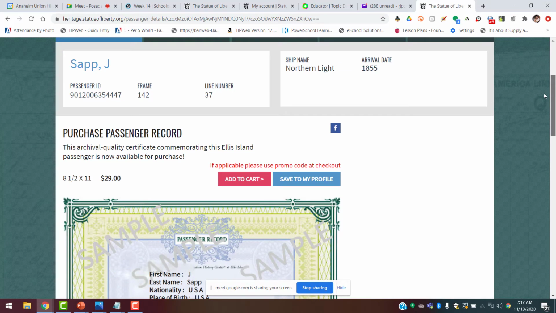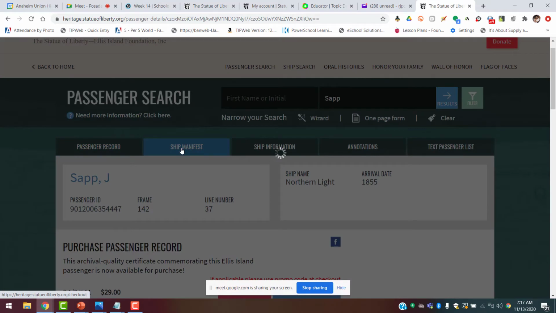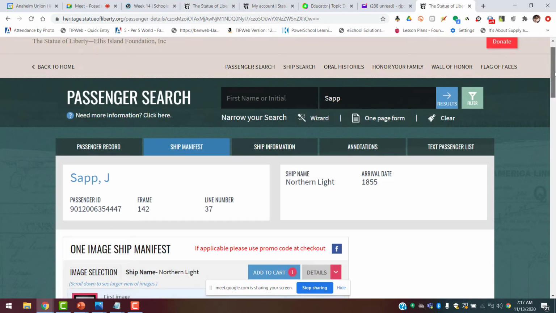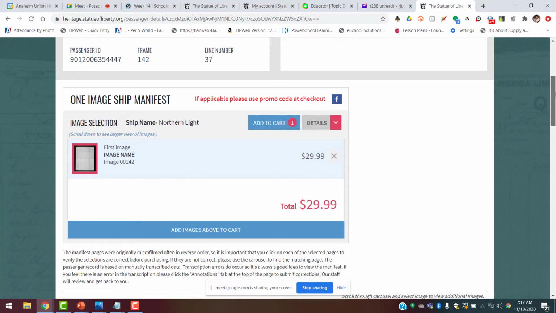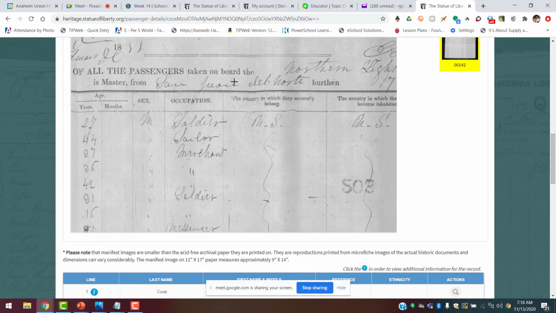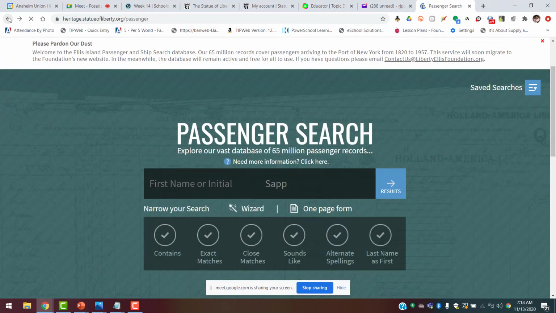Now, I personally don't want to go through this process because it would cost me $29 to go to it. So that's why I'm telling you, you don't necessarily need to go that far, but it will show you information that you're going to be able to find out specifically about it. And if I click here, I can actually see the line of where they showed up on Ellis Island from the boat's manifest. Now, since this person actually came from the United States, I don't necessarily want to use them because it's not going to help me as far as being an immigrant. So I'm going to try another last name.